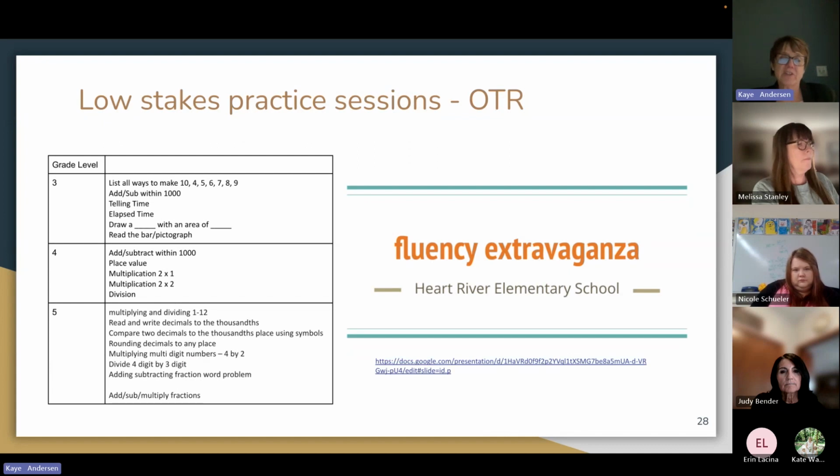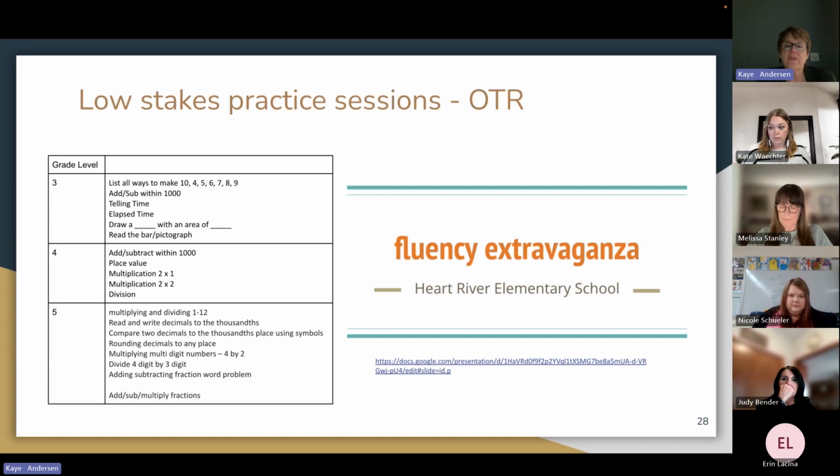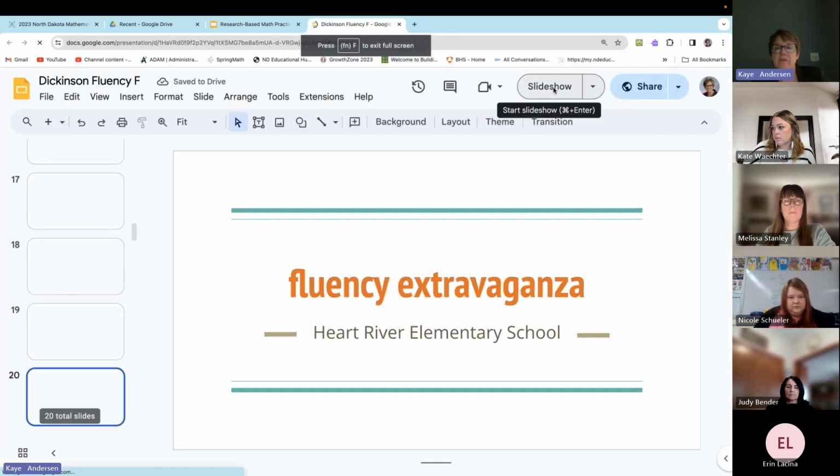Another thing to consider is low stakes practice sessions. This is an example from Heart River Elementary School in Dickinson. And the 3rd, 4th, and 5th grade teachers identified what are the things our kids need practice in. What are the things that we are not sure that they are really fluent in and that they will remember and take with them on to next year. And from that, we took and made what we would consider a practice. Open up another slide here for you.